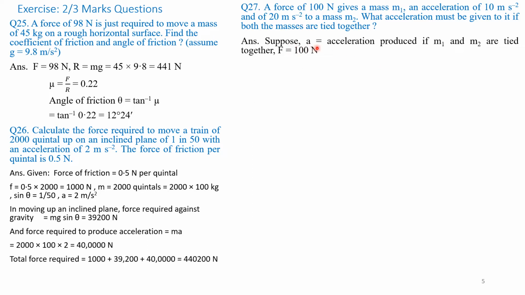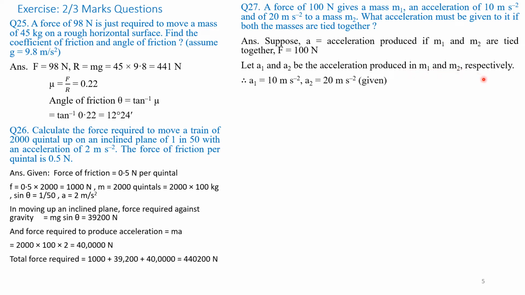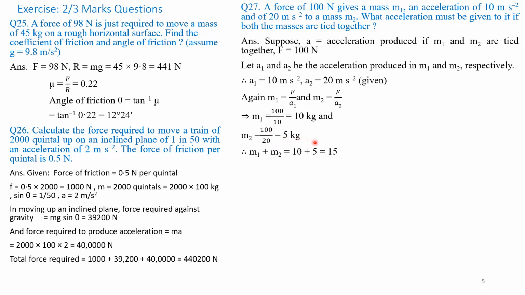Let us solve it. Suppose A is equal to acceleration produced if m1 and m2 are tied together and F is given as 100 newtons. Therefore, A1 and A2 be the accelerations produced in m1 and m2 respectively when they are separated. Therefore, A1 is equal to 10 meters per second square and A2 is 20 meters per second square. It is given. Therefore, m1 is equal to F by A1 and m2 is equal to F by A2. Substituting the values of F and A, we get m1 as 100 by 10, that is equal to 10 kg, and m2 is equal to 100 by 20, that is equal to 5 kg.